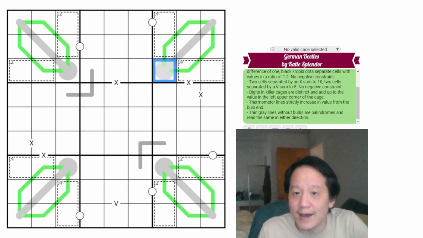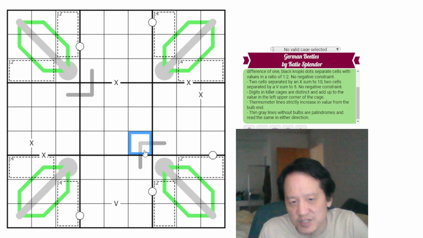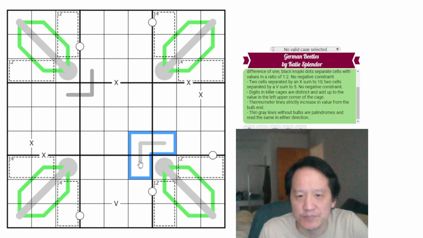Thin gray lines without bulbs are palindromes and read the same in either direction. So that means this digit is the same as that. This digit is the same as itself because it's a set of 3. And those are the rules. Anyways, let me restart and say, let's go.